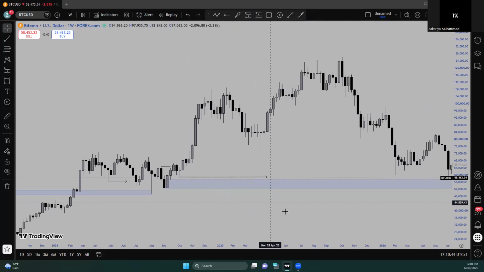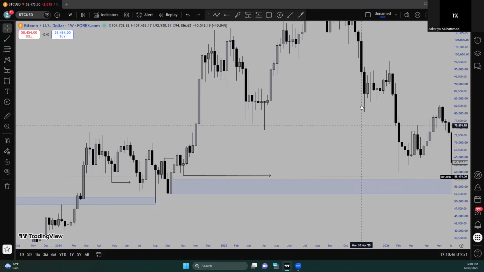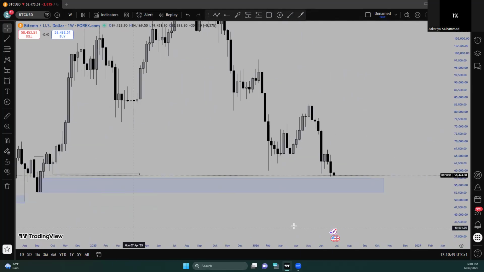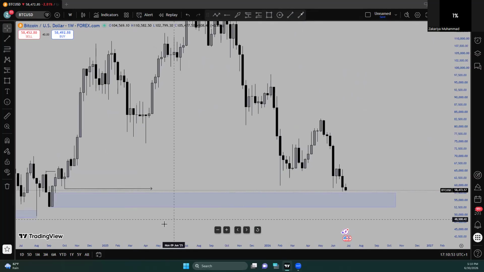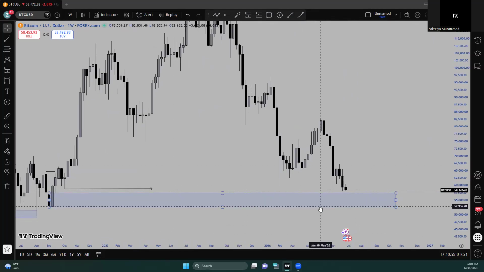This is the zone I'm expecting BTC to come and react, if we will have another correctional move from this zone. This is the zone. So after I confirm this zone and BTC has not yet tapped these zones, then I go to lower time frame to look for my buyers because I don't trade higher time frame buyers.